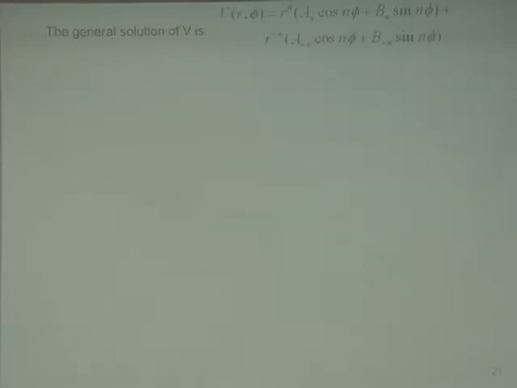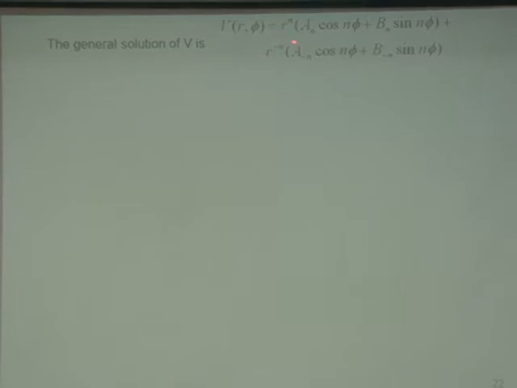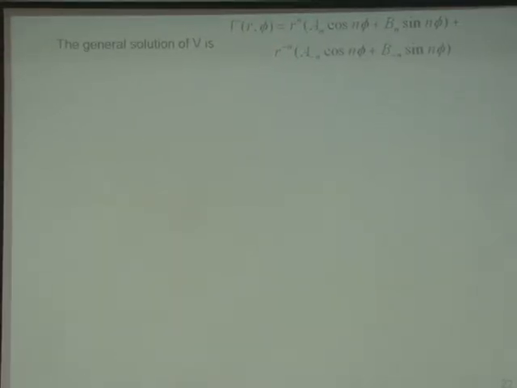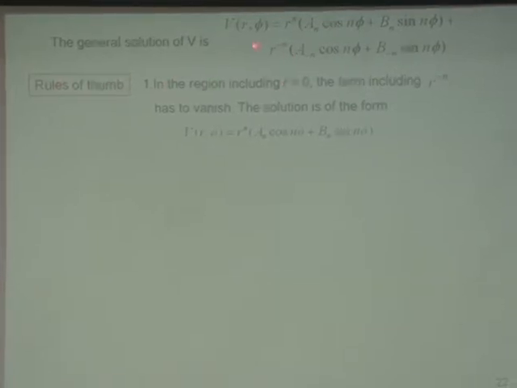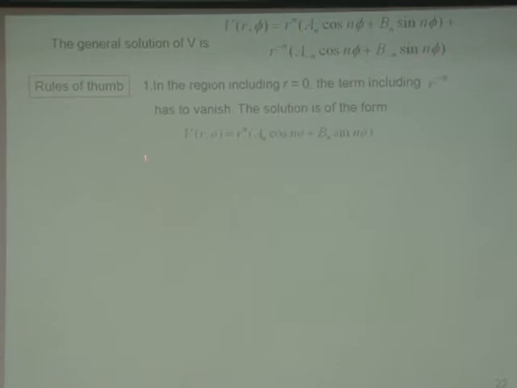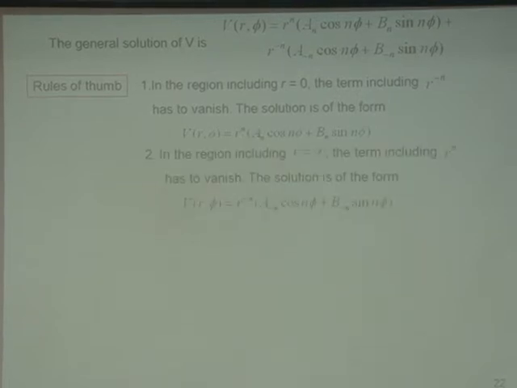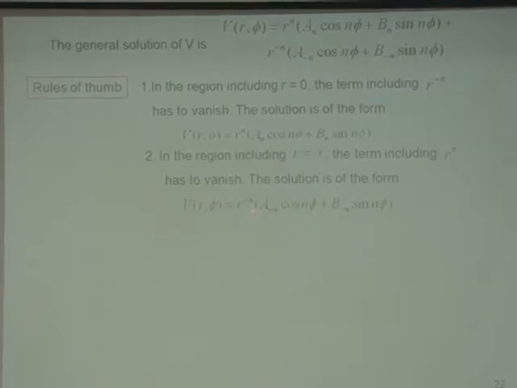Okay, so the rule is that you should sort of reorganize the solution into two terms. One is associated with R to the n and one is associated with R to the minus n. So if you include the region of R equal to 0, then you should abandon this solution. Okay, you end up having this expression. If you calculate the region where R equal to infinite is included, then you should just take out this term and use this solution.